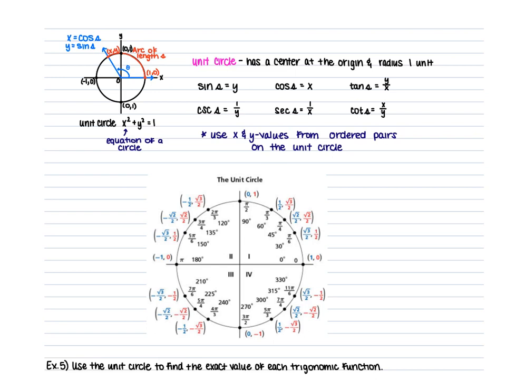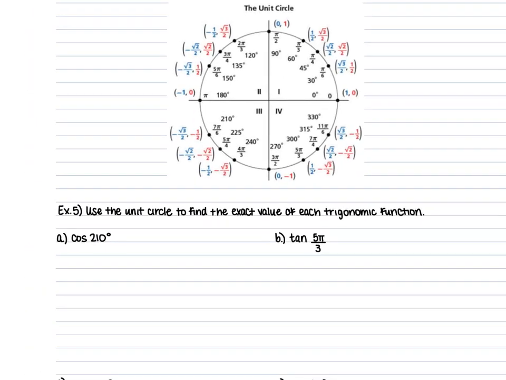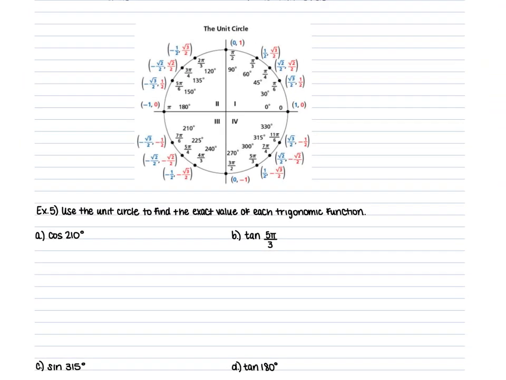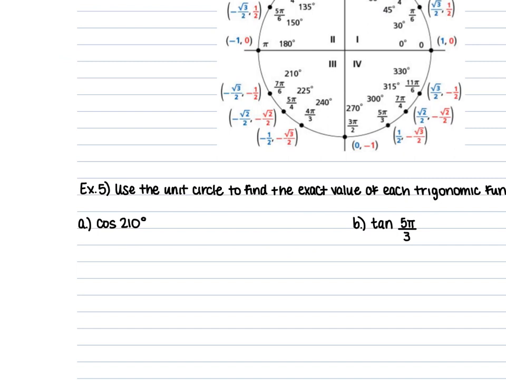The whole idea for you when you're working with this unit circle is that your ordered pair for that degree or that radian is what you'll be using to find the sine, cosine, tangent, cosecant, secant, and cotangent. Okay, so the easiest thing to do with this, especially in your homework, test, quiz, anything, is use your unit circle to help you. Okay, so for A, we're working with the cosine of 210 degrees.